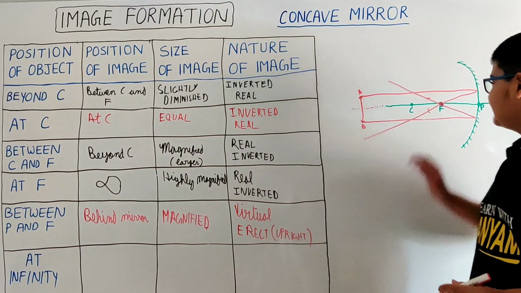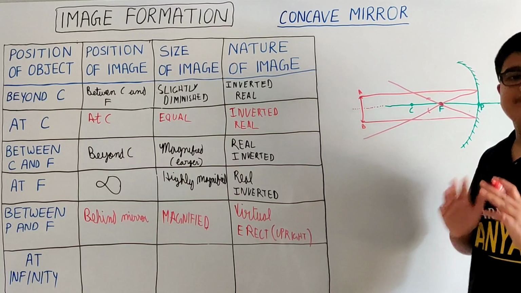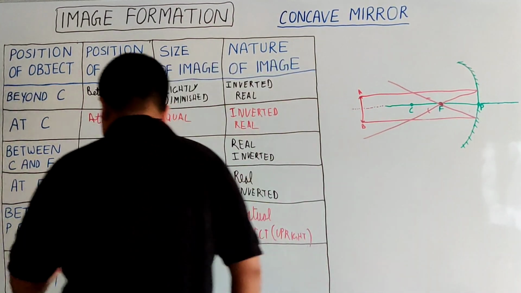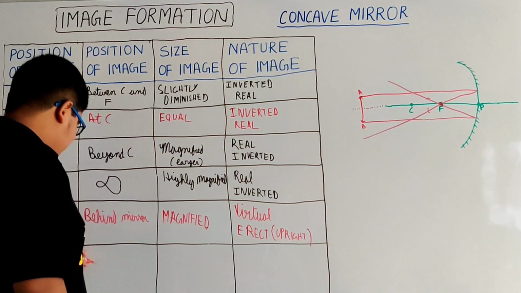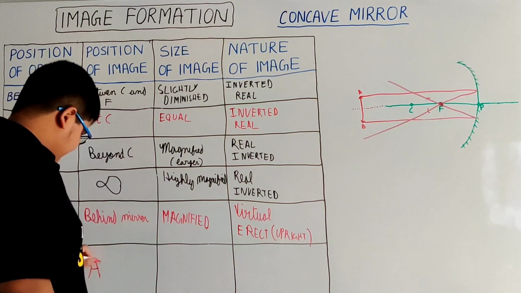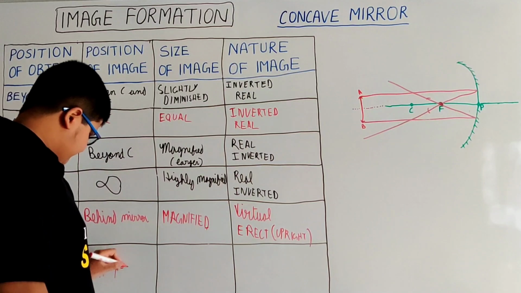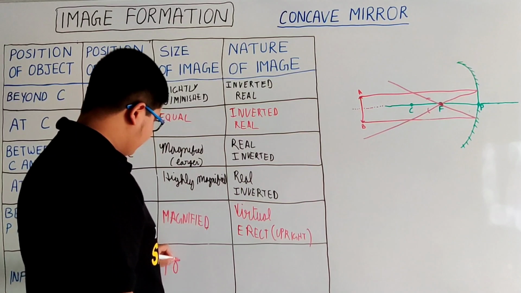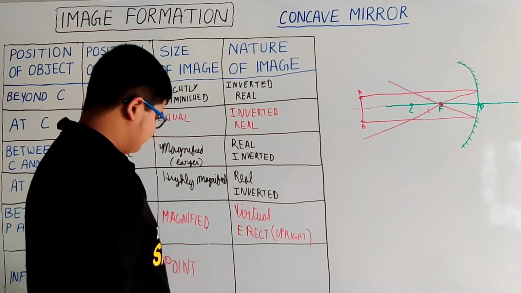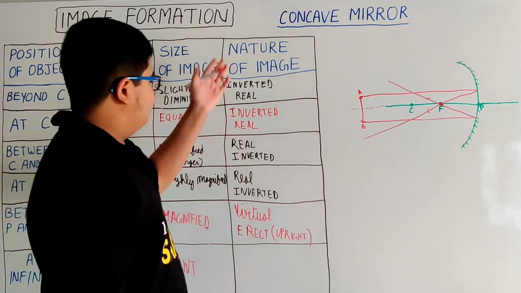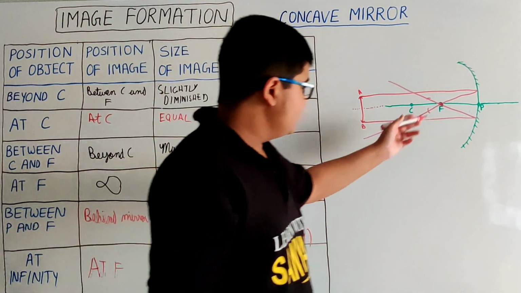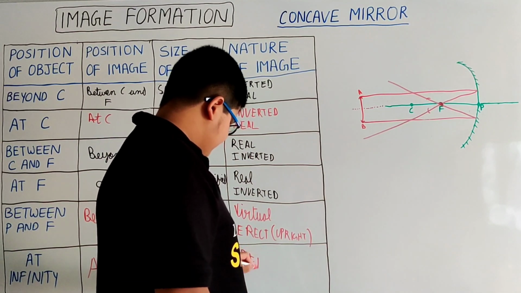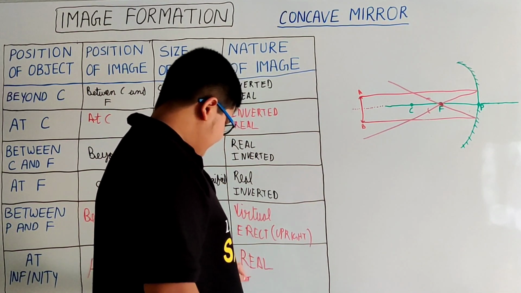But you can see that this time the image is very small in size. It is point sized, so it will be very small. Now let's fill the table. The object is at infinity, the image is formed at the focus, and the size of the image is point sized, which means it is very small, and the nature of the image, again, will be real as the rays are actually meeting, and it will be inverted.